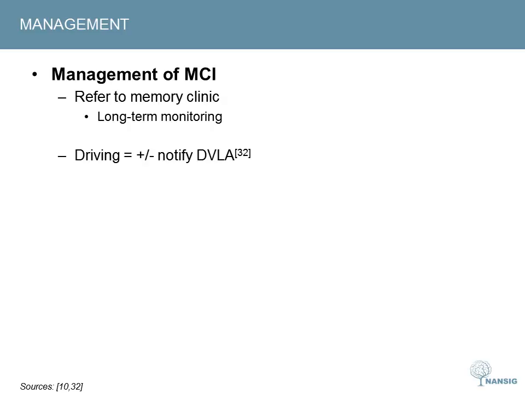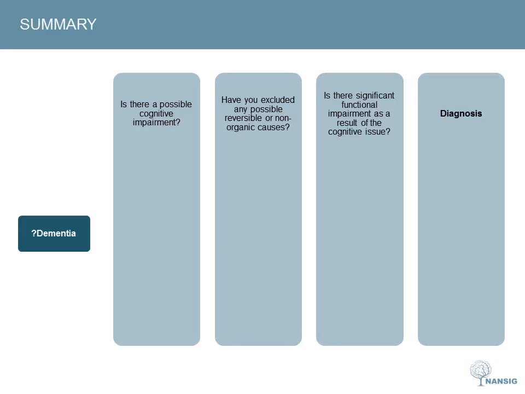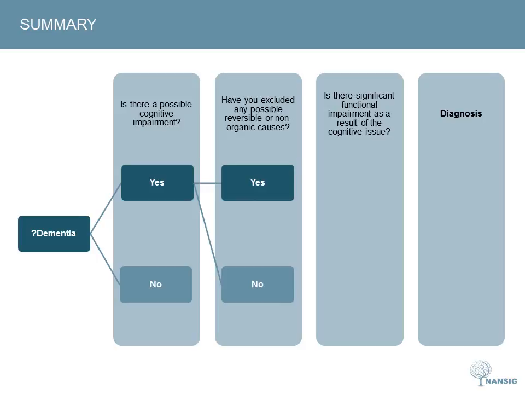To summarise, in diagnosing dementia, you have to address each of the following stages. Is there a possible cognitive impairment? No impairment means no dementia by definition. Have you excluded any possible reversible or non-organic causes for the cognitive impairment? You have to exclude non-organic causes of cognitive impairment to diagnose dementia. However, perhaps counterintuitively, you can diagnose mild cognitive impairment even if the cause is non-organic.